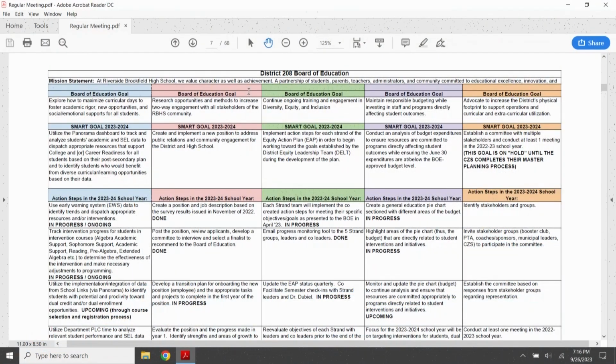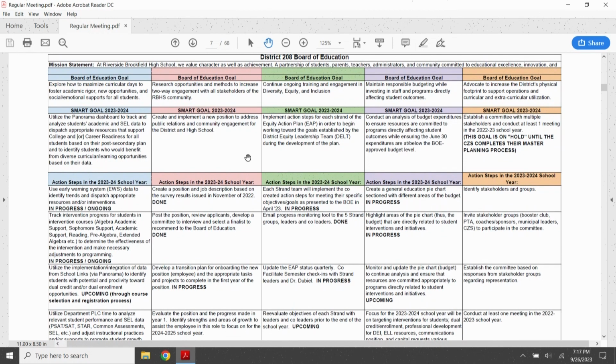So let's circle back to our discussion item on the district goals update. Dr. Skinkus. Included in your board packet is a summary chart. The administration has been putting in bold things that are in progress, or if they're completed. There was a question submitted, not many questions. I believe it was dealing with the SMART goal related to teaching and learning, explore and maximize curricular days to foster academic rigor, new opportunities, and social emotional supports. The SMART goal for this year is step two of the Panorama, implement the dashboard to track students' social emotional learning data as well as their college and career readiness.